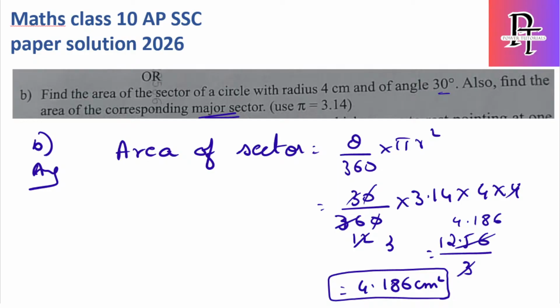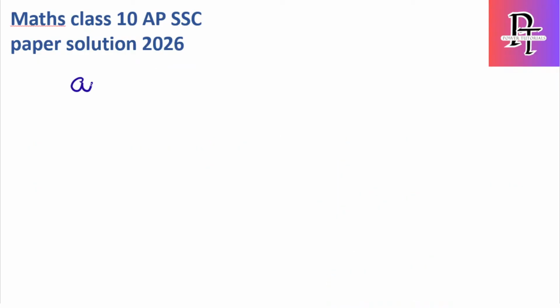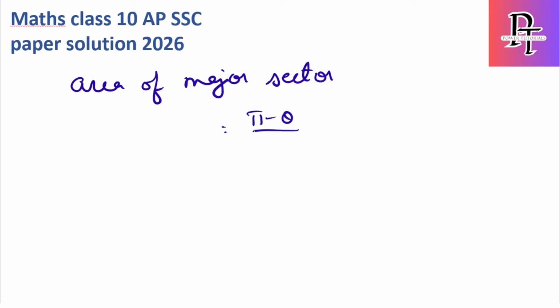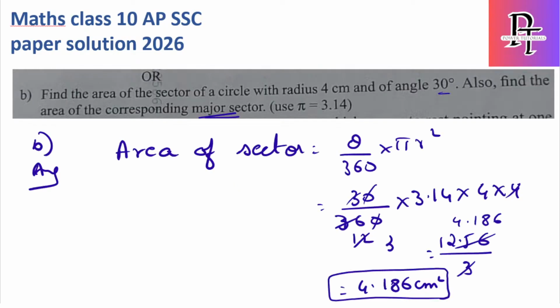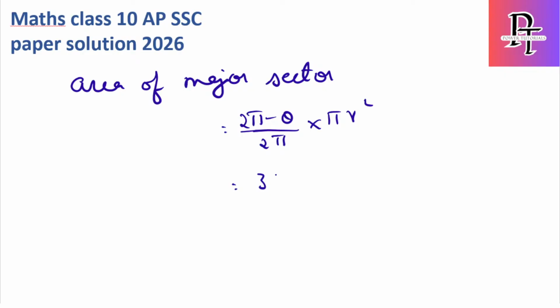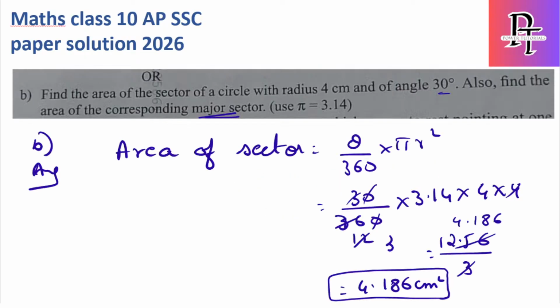Okay, they're also asking the major sector area. So let's write that, area of major sector. So area of major sector is nothing but 2 pi minus theta by 2 pi into pi r square. Okay, so here 360 minus 30 is 330. So it is 330 by 360 into 3.14 into 4 into 4, where 4 is the radius mentioned in the question.